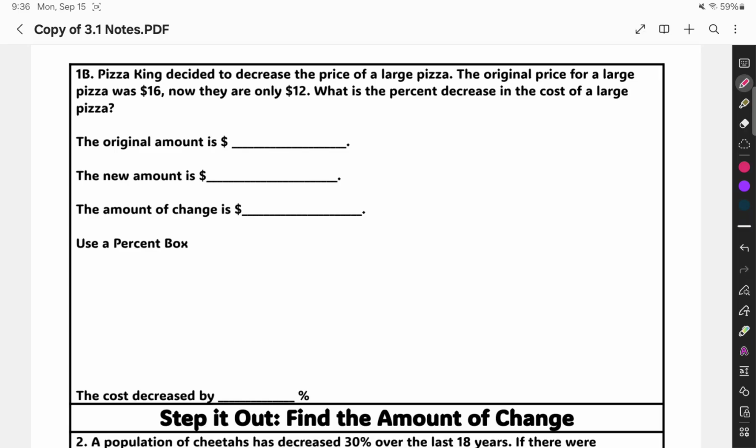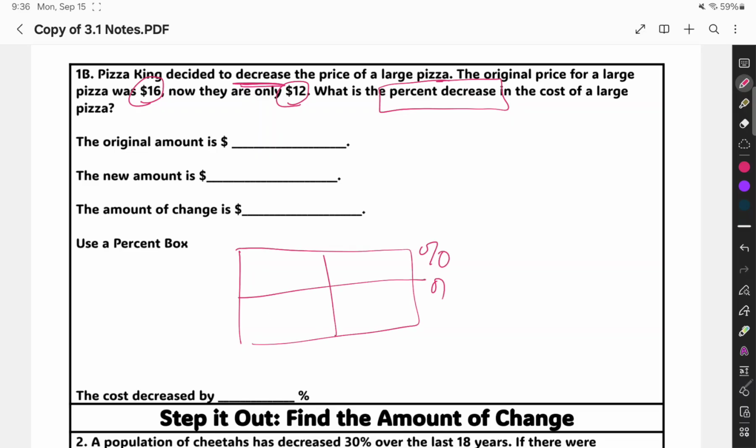It says Pizza King decided to decrease the price in a large pizza. The original price of the large pizza was $16. Now they're only $12. What is the percent decrease in the cost of a large pizza? So once again, we've got some helpful hints of things that we need to pull apart. Because I see that I'm looking for percent decrease, I know I'm going to be using a percent box, and because it says decrease, I know there's a change happening, so I need to use my percent of change box. So I'm going to have my amount of change here, and I'm going to have the original amount here.